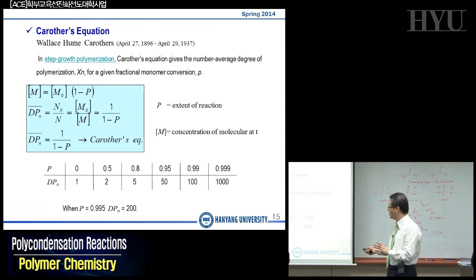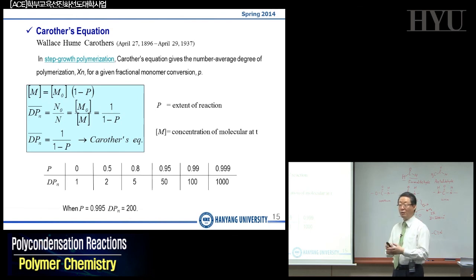DPn is only 100. And I told you that in order for the polymer to be regarded as a polymer, DPn should be over or close to 200, right? So if you want to achieve the DPn of 200, p should be 0.995, right? So 99.5% of your monomer should participate in the polymerization reaction in order for this molecule to be regarded as a polymer. It should be very, very efficient.